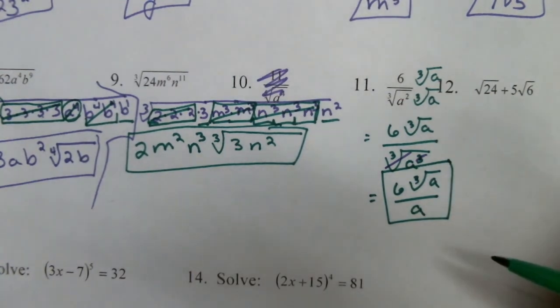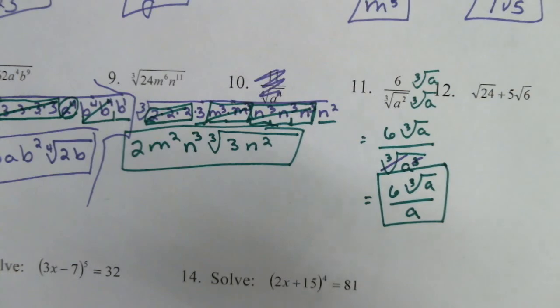Okay, so we rationalized the denominator. Okay, we'll do 10, 12, 13, and 14 in the next video.